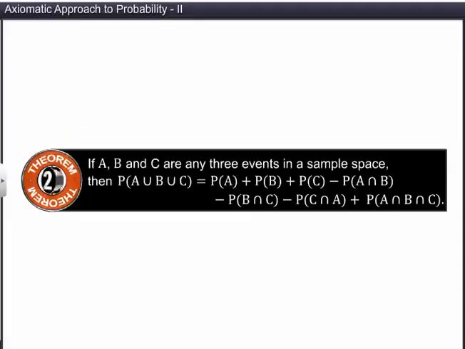If A, B, and C are any three events in a sample space, then P of A union B union C is equal to P of A plus P of B plus P of C minus P of A intersection B minus P of B intersection C minus P of C intersection A plus P of A intersection B intersection C.